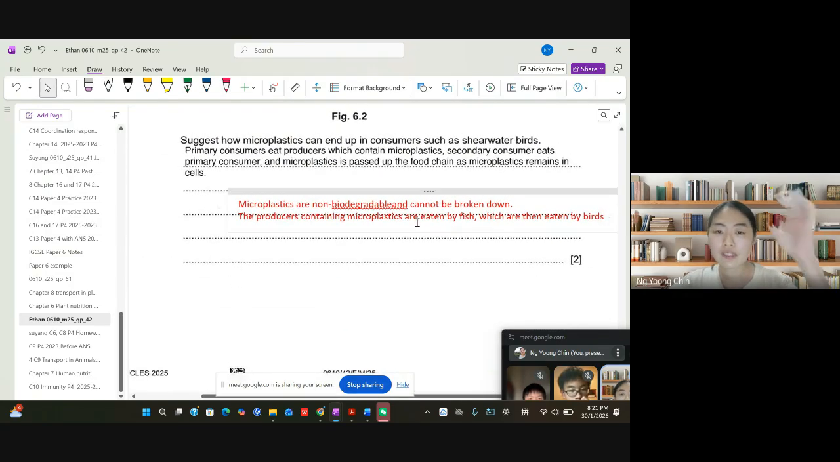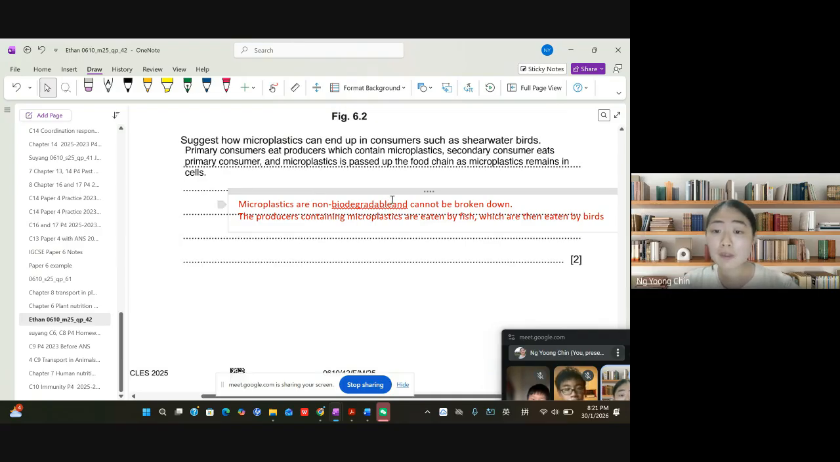Okay, and then for this one, suggest how microplastic can end up in consumers. So actually they are asking about what is the outcome for the microplastic. You say that the animals just eat the microplastic, so it passes from one animal to another animal. The most important outcome is referred to this one.